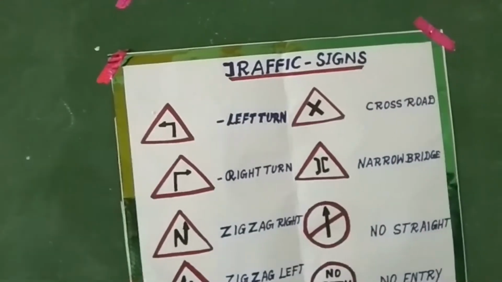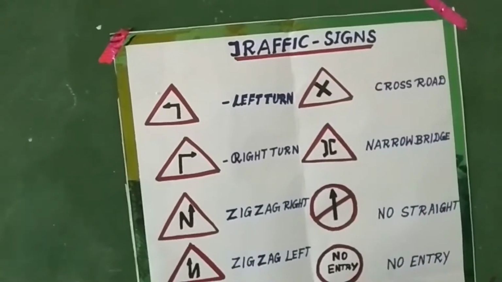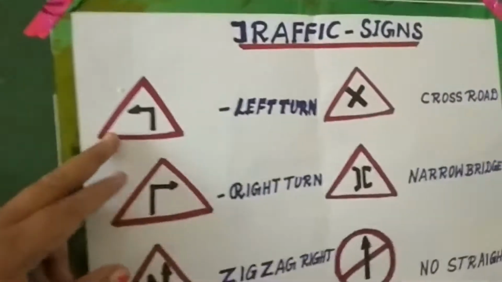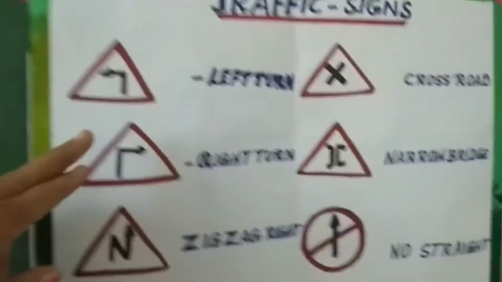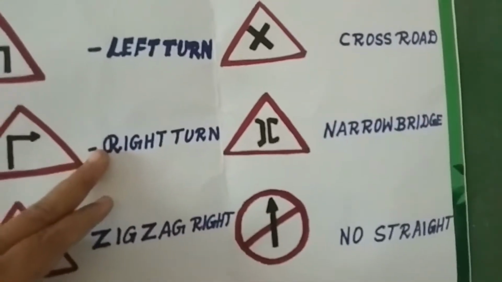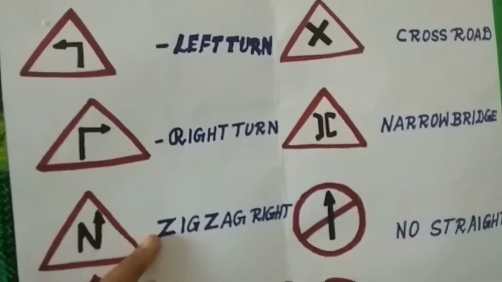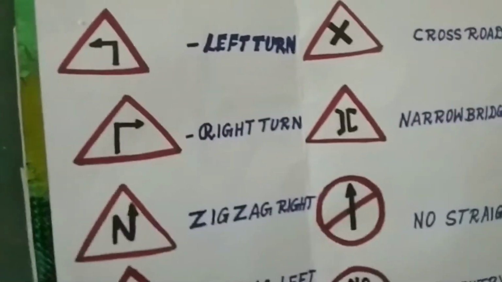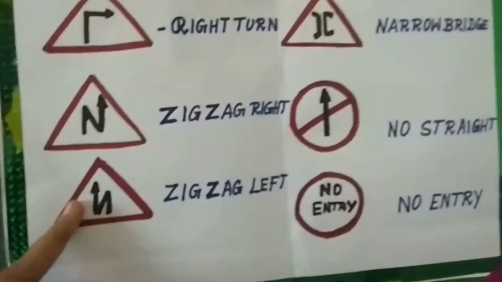Have you seen this on the roadside? Yes, it's a traffic signal. Listen, like this means it's a left turn. This one, the arrow mark is on this side, no? So, right turn. Like this means it is a zigzag right. Right side, no? So, right turn. Like this, a left side arrow means it's a zigzag left.